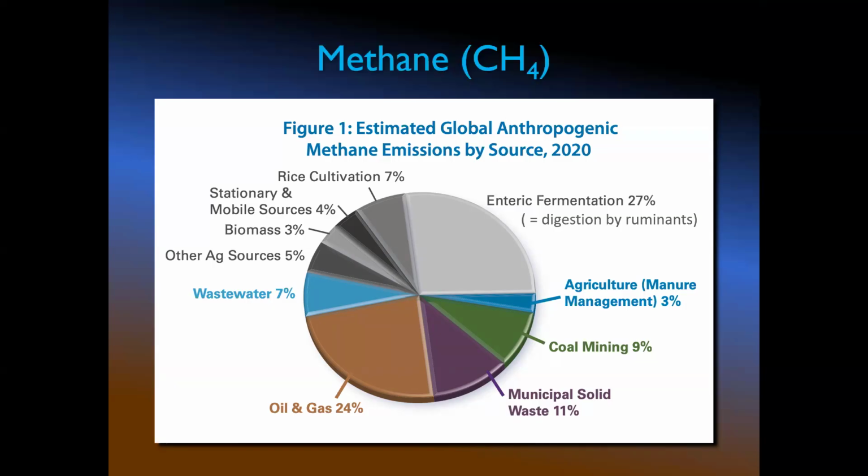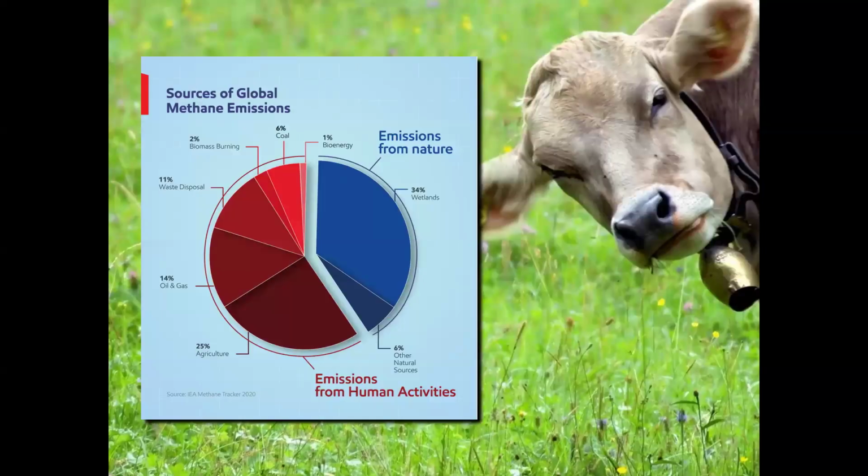And their fermentation in their guts of the food they're eating is producing over a quarter of all of the anthropogenic methane in the Earth's atmosphere, more than any other human activity. And so here you can see sources from global methane emissions, and you can see there you've got emissions from human activities at 60% of methane emissions, and then emissions from nature are only about 40%. So not only are humans contributing methane to the Earth's atmosphere, where it acts as a greenhouse gas, but they are contributing the largest percentage of methane to the Earth's atmosphere.